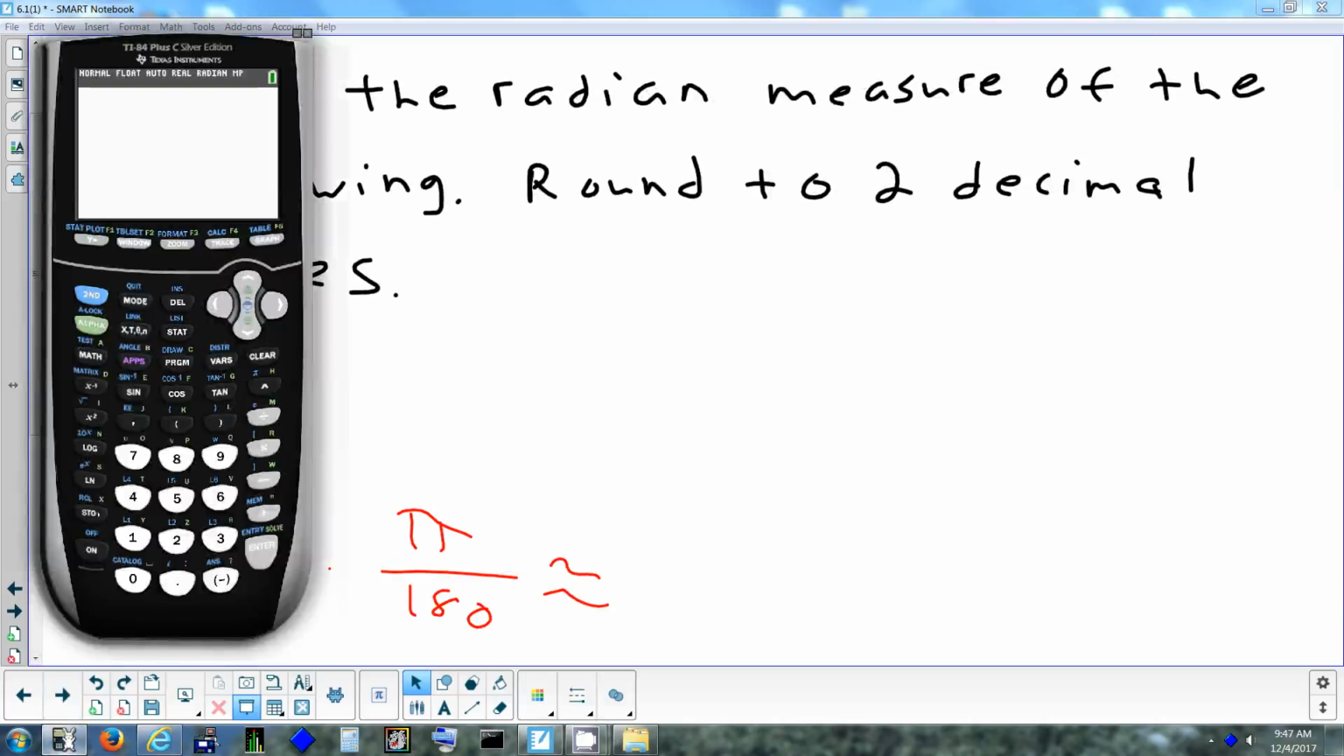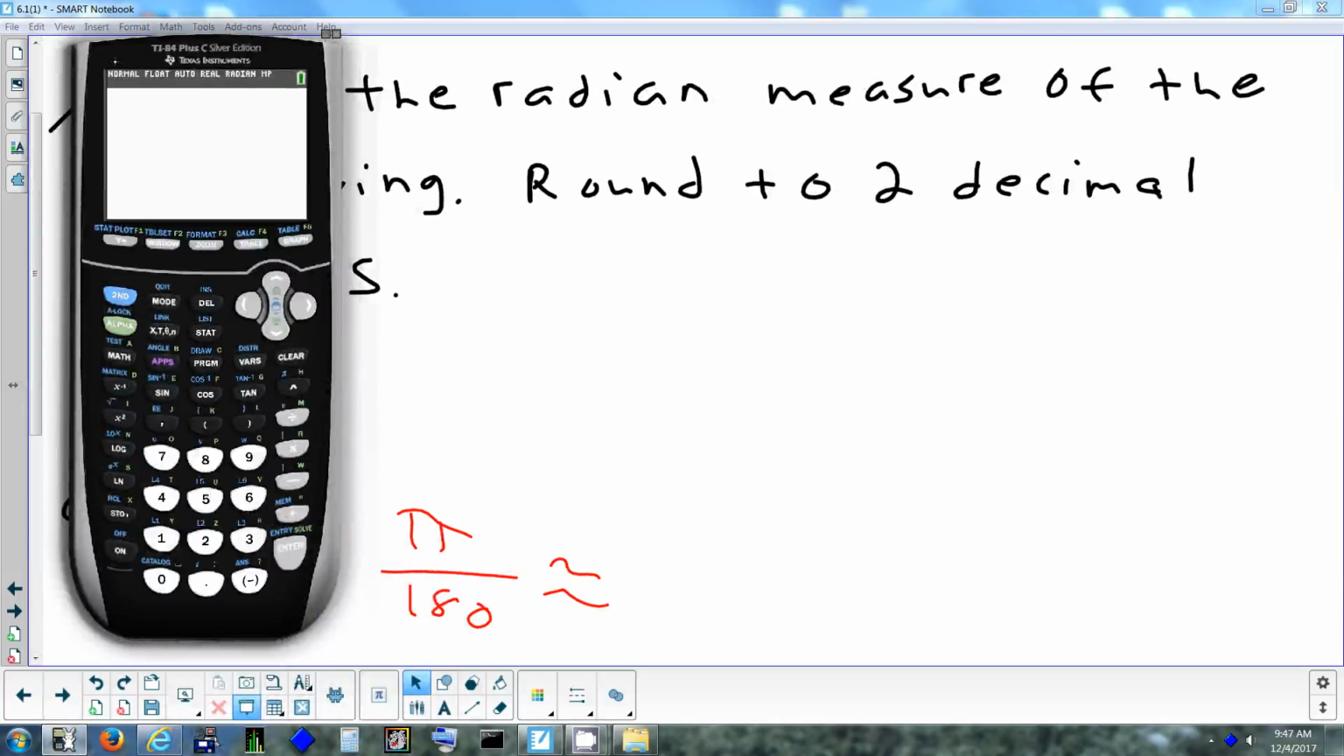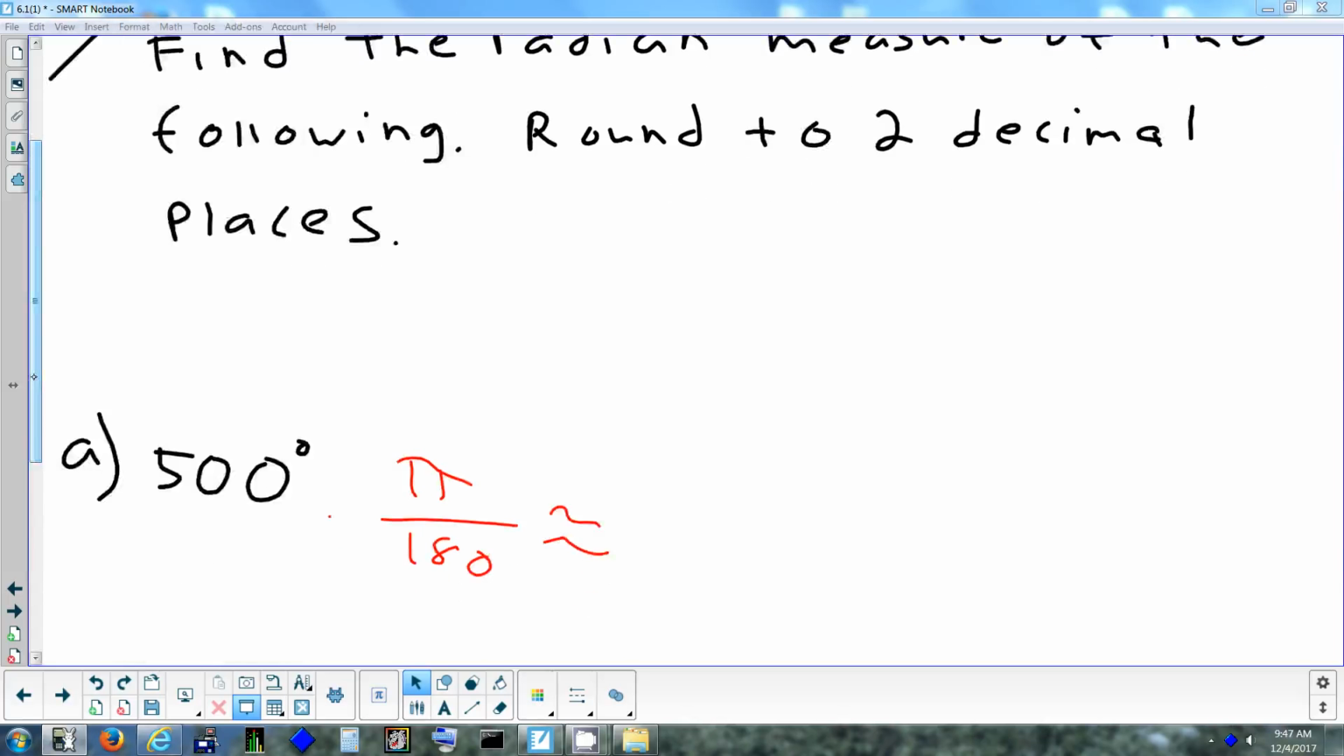And now, do you think when I type in pi, should I use the pi button or 3.14? Pi. Yeah. Using the pi button is always going to be more accurate. 500 times pi divided by 180. You can type it like that because the order of operations is fine. 8.23. And what's my unit on that? Yep. So should I write that? No. 8.23 radians.